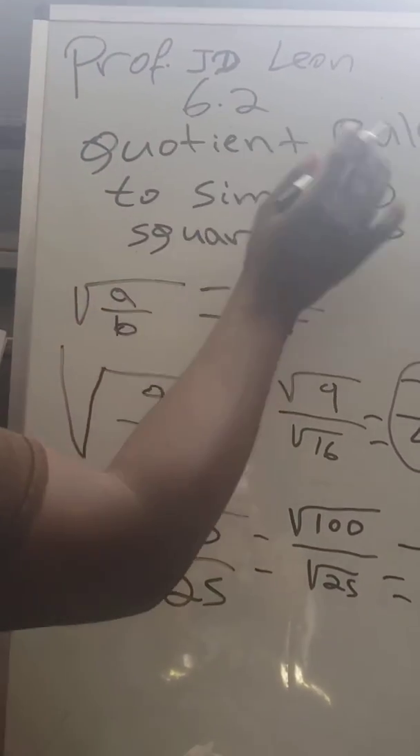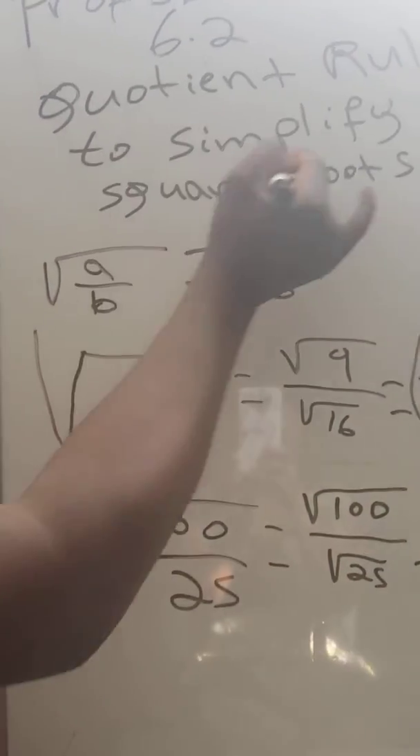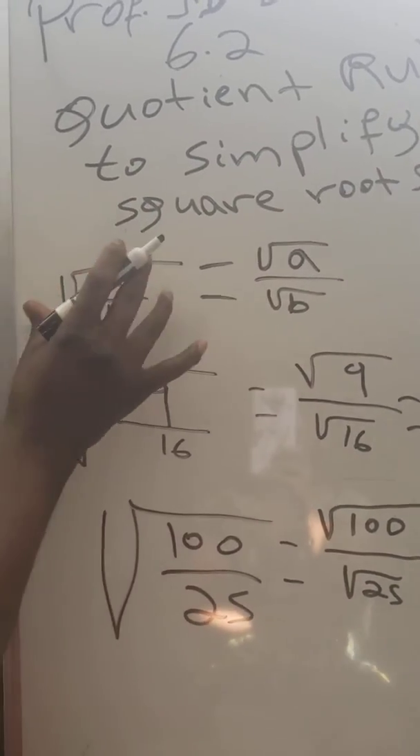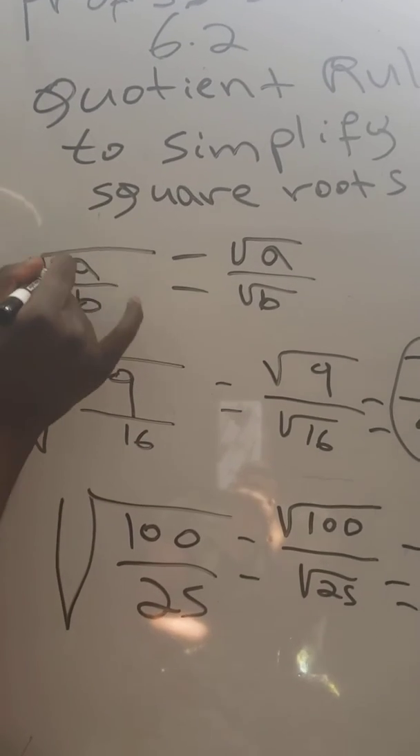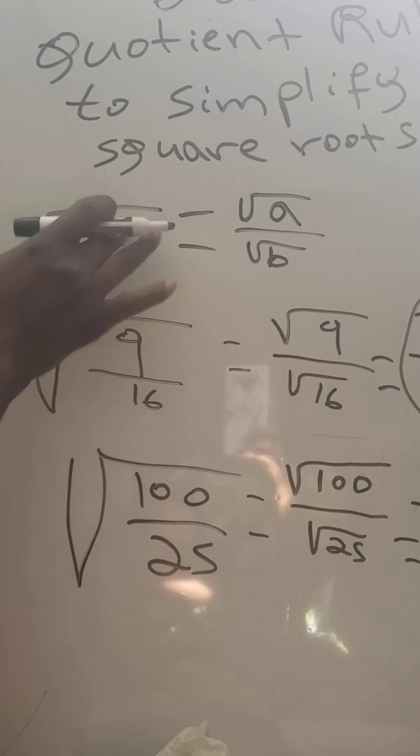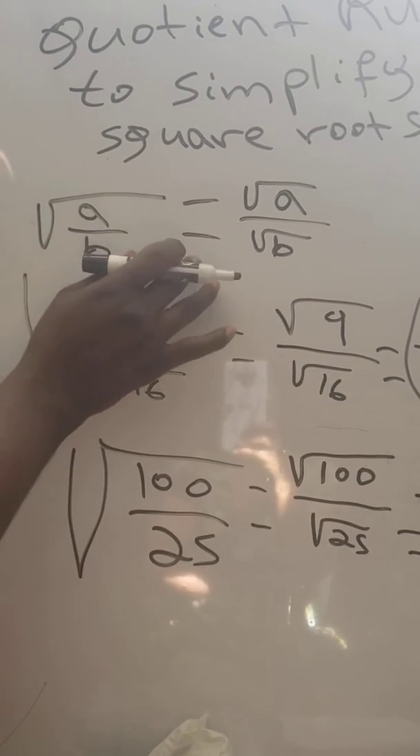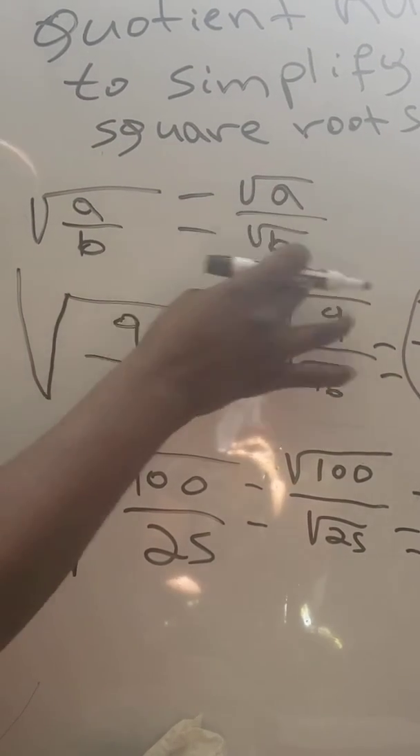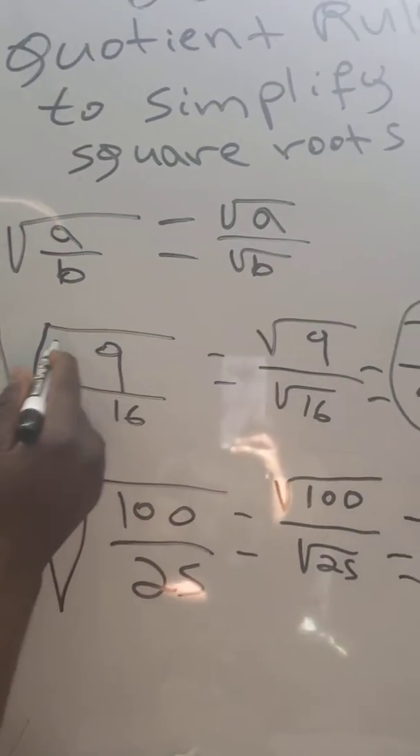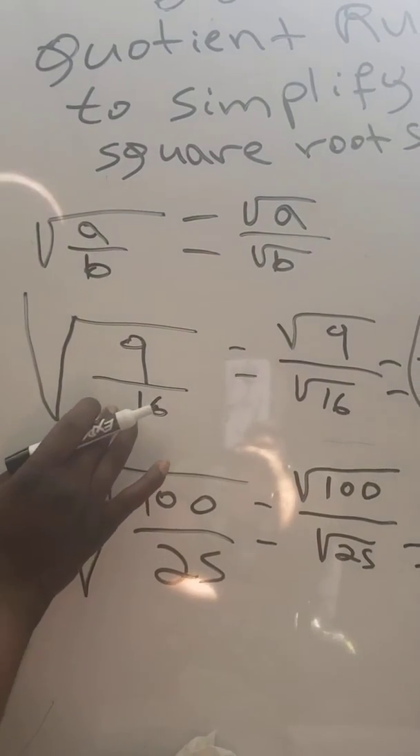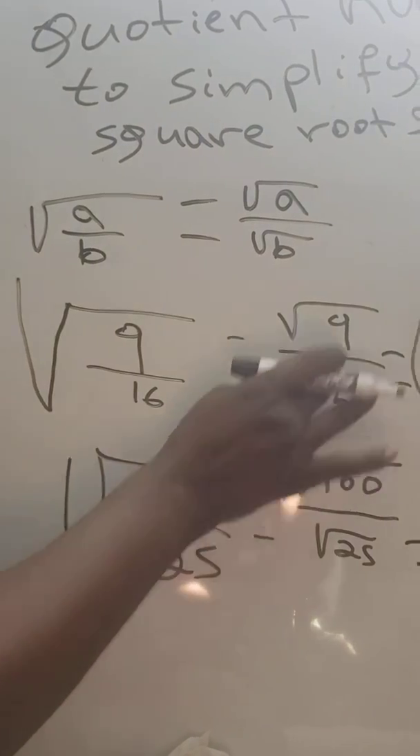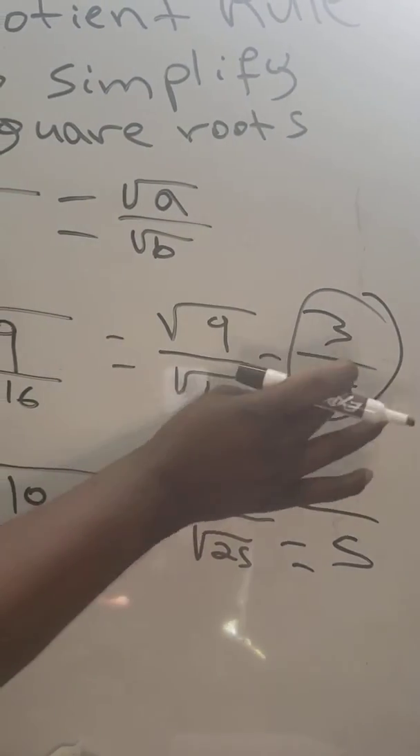All right, let's start from the top, okay? Quotient rule to simplify square roots. So the rule is, if you have the square root of a over b, which is a fraction, it is the same thing as the square root of a over the square root of b. So that being the rule, if you have the square root of 9 over 16, you can rewrite that as the square root of 9 over the square root of 16, which is 3 over 4.